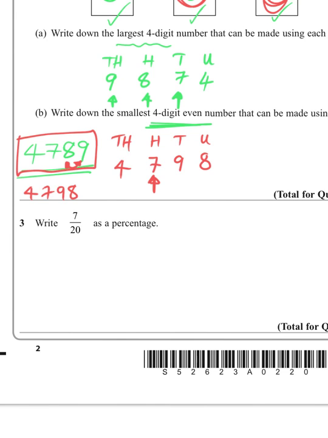Question 3. Write 7/20ths as a percentage. Well, percentage means out of 100, or for every 100. So if we have 7 out of 20, then we know that we can make fractions seem to look different but have the same value by multiplying or dividing the top and bottom number by the same thing.